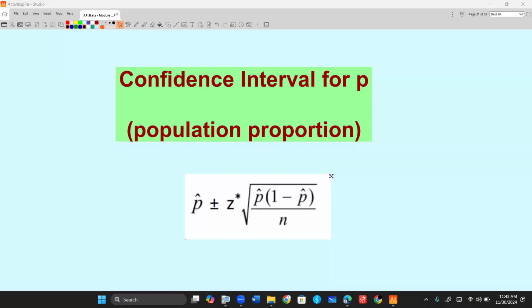Welcome back, students. We're going to be going over part two of this lesson. This is going to be confidence interval for a population proportion. You'll see this fancy formula down there, and we'll get into what that means in a second.